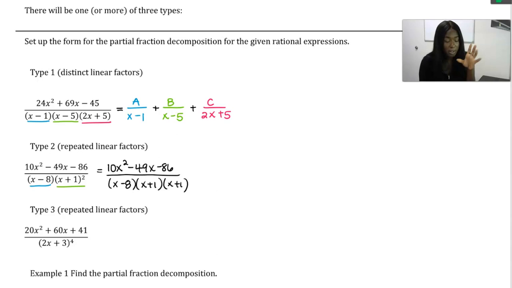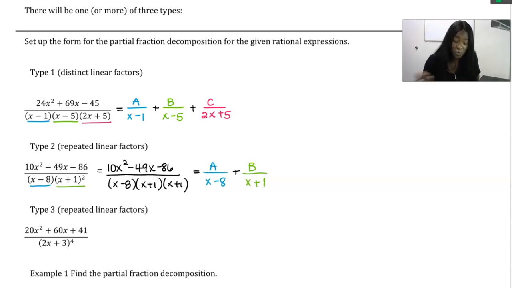So how we handle a repeated linear factor, well, rewind. First, let's just deal with the x minus 8 because we already know how to deal with that. Because x minus 8 shows up in the denominator, there has to be some number over the x minus 8 in the decomposition. Now let's deal with the repeated factor. So how we handle that repeated one is we have a B over x plus 1, but because the x plus 1 showed up twice, we also have a C over x plus 1 squared. So that is how you will handle a repeated linear factor.